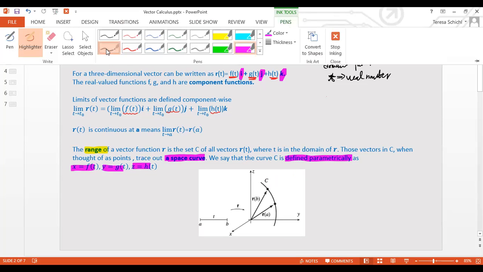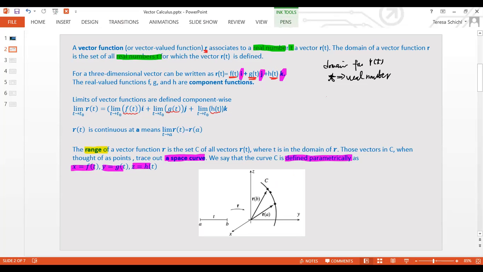So this goes back to what we learned in Calculus 1, the parametric function. Now we are just in R3. So instead of a curve in R2, we have a space curve here. This is the domain for t, from a to b.